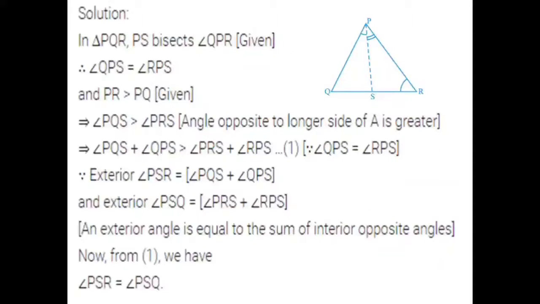So instead of writing PQS plus QPS angle, I shall write exterior angle PSR. Likewise, on the other side, instead of writing PRS plus RPS, I may write exterior angle PSQ. So hereby I can conclude that angle PSR is greater than angle PSQ. I hope you have understood the solution to question number 5. If yes, let's proceed to question number 6.